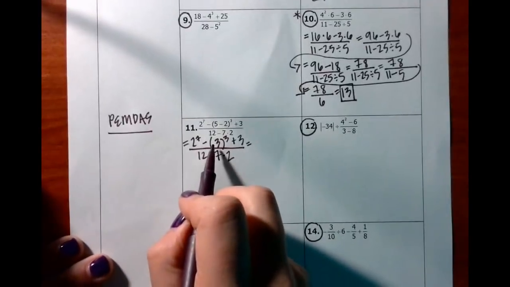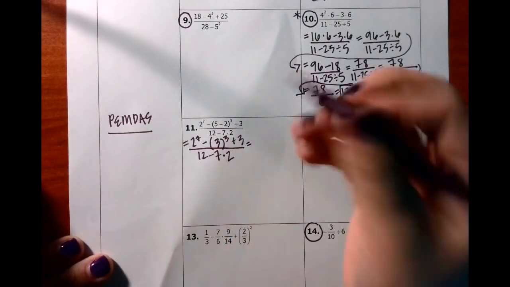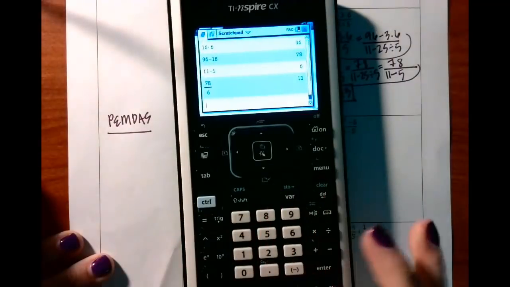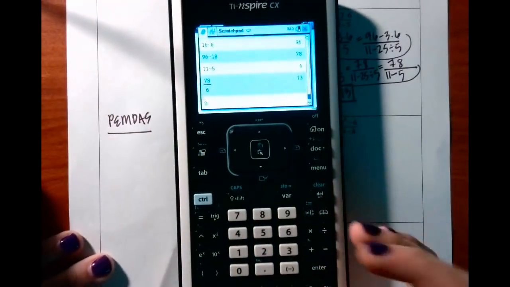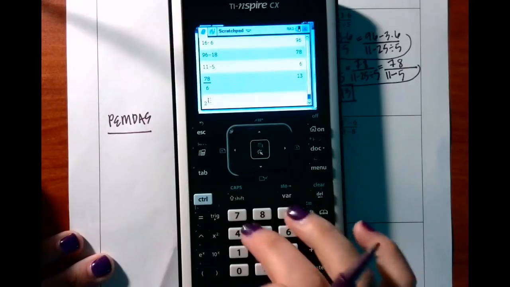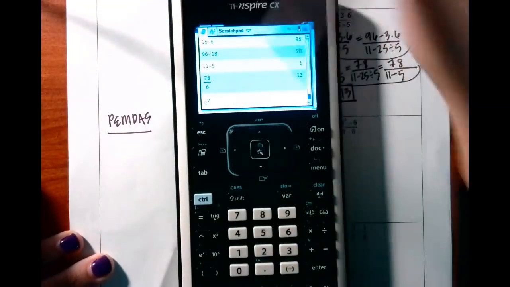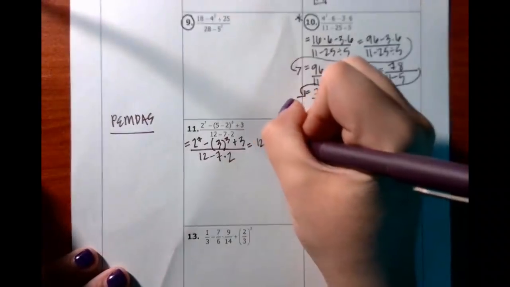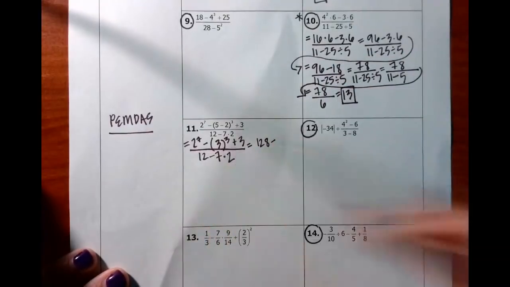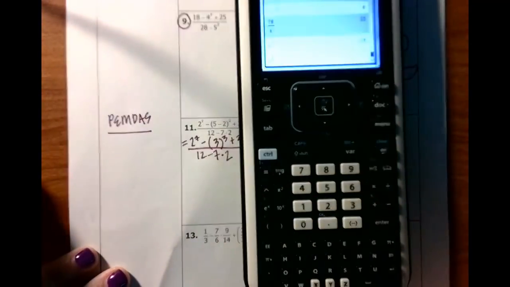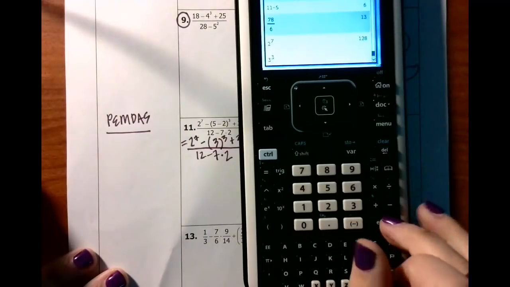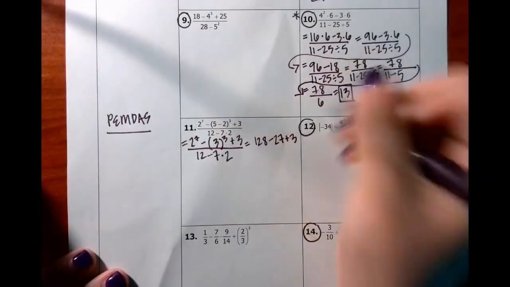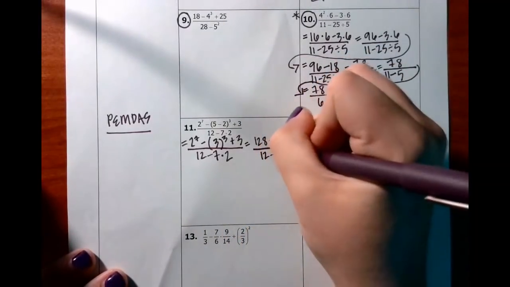Now, I've got parentheses here, yes, but I've got exponents I need to deal with next. So, what I'm going to do is, you need to get your calculator because you're not going to be able to do this. I mean, you can, it's just going to take you a while. So we're going to do 2 to the 7th power, which is 128 minus 3 to the 3rd power, 3 little exponent button to the 3rd power. It's going to give me 27. Some of you could probably do that in your head. Plus 3 all over 12 minus 7 times 2.